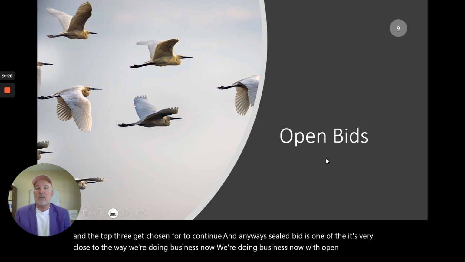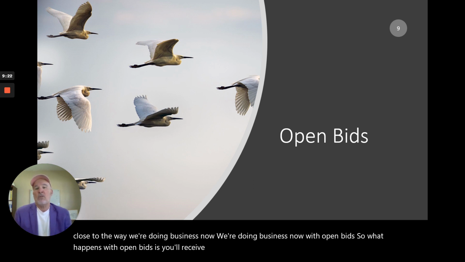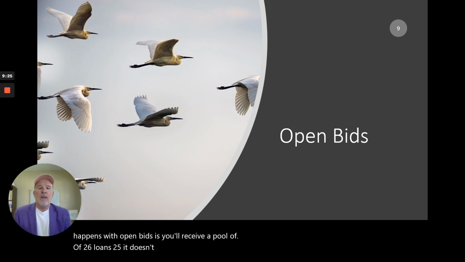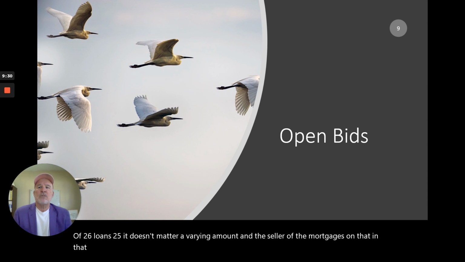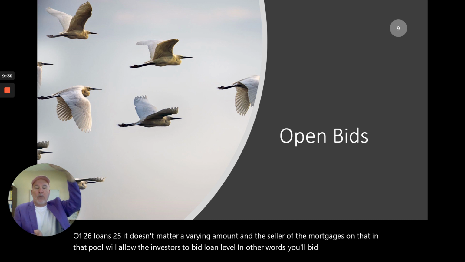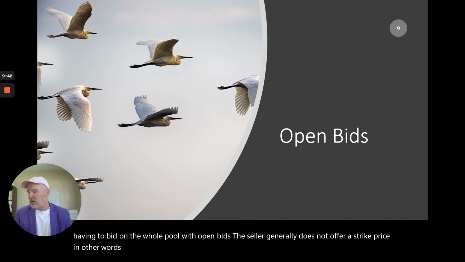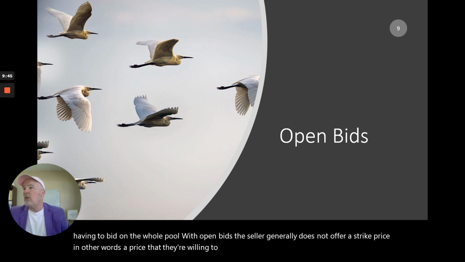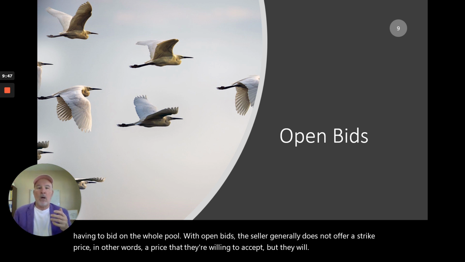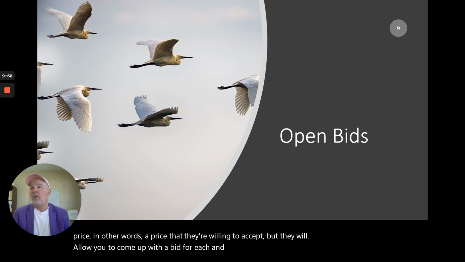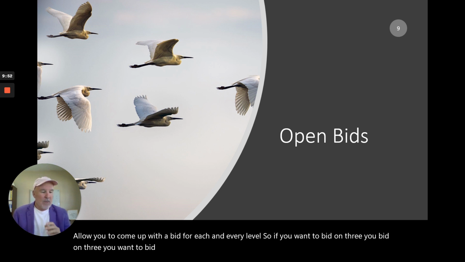So what happens with open bids is you receive a pool of 26 loans, 25, it doesn't matter, a varying amount. And the seller of the mortgages in that pool will allow the investors to bid loan level. In other words, you'll bid individually versus having to bid on the whole pool. With open bids, the seller generally does not offer a strike price, in other words, a price that they're willing to accept, but they will allow you to come up with a bid for each and every loan. So if you want to bid on 3, you bid on 3. You want to bid on 2, whatever. You get the idea. So that's what happens in the current market right now.